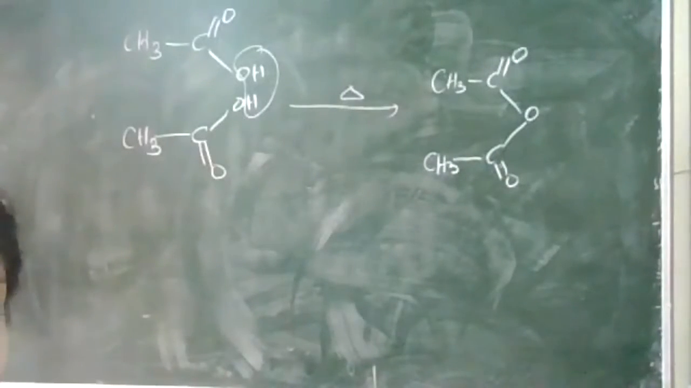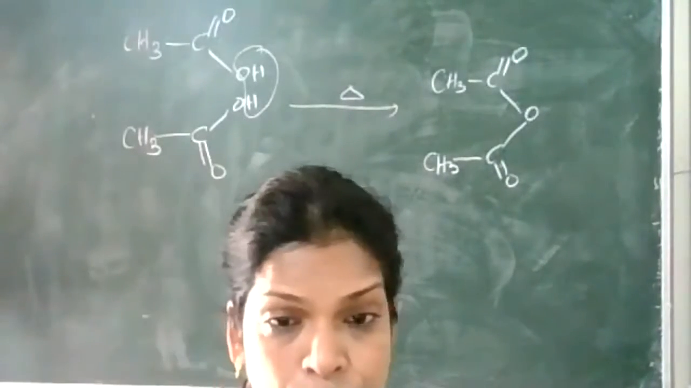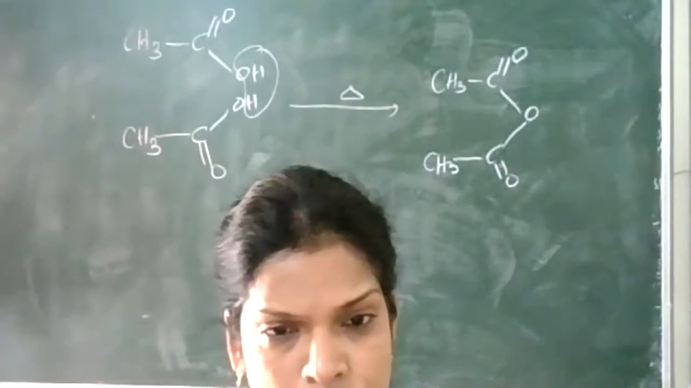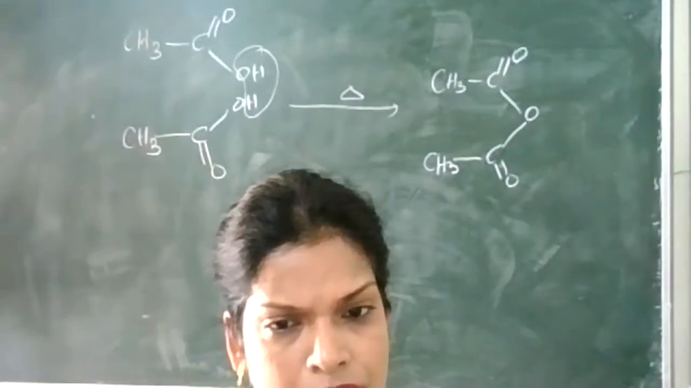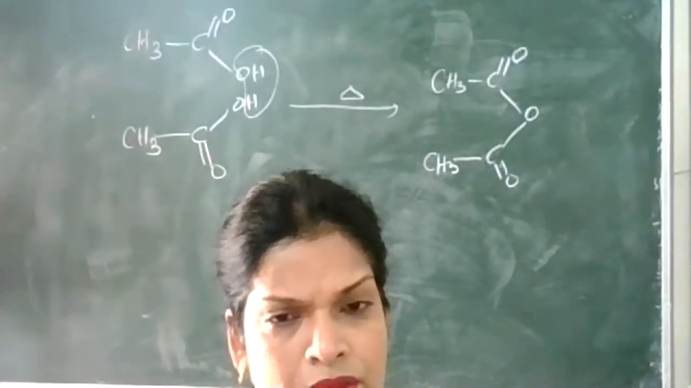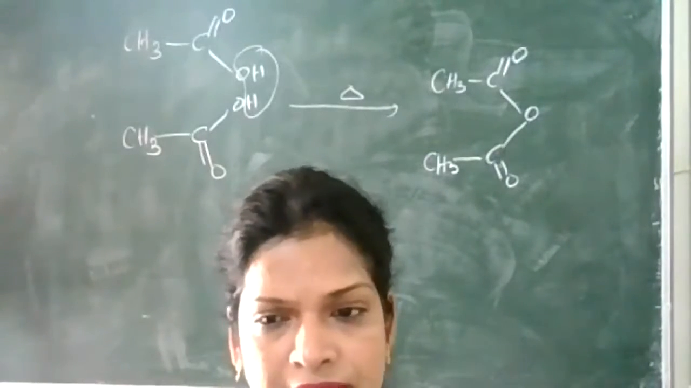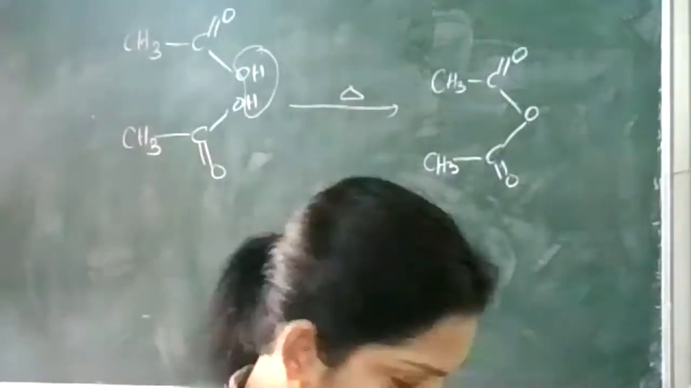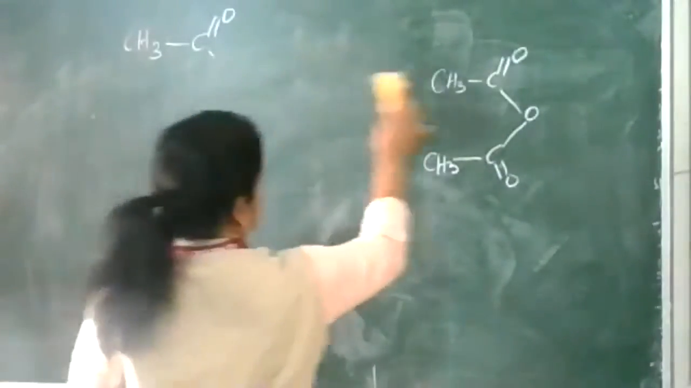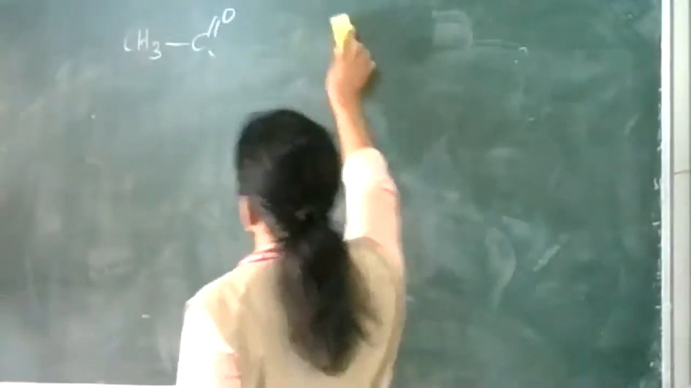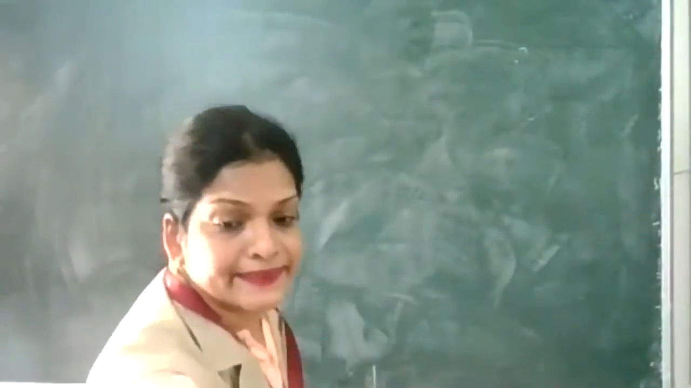Carboxylic acid can undergo esterification reaction. Esterification means an acid and an alcohol react. That is RCOOH.